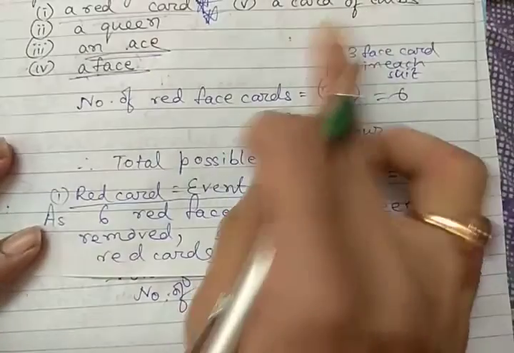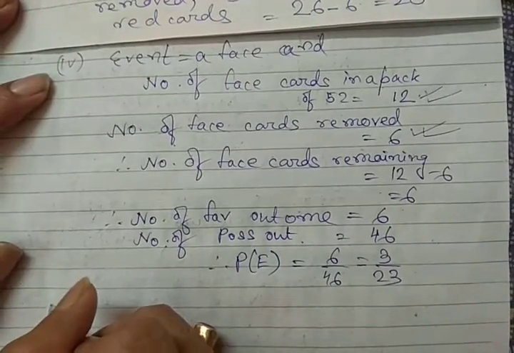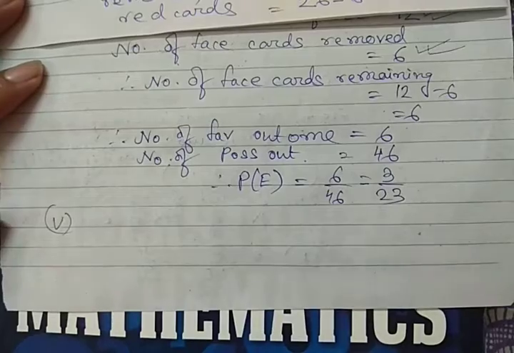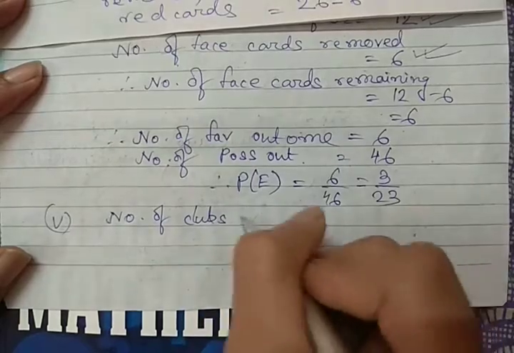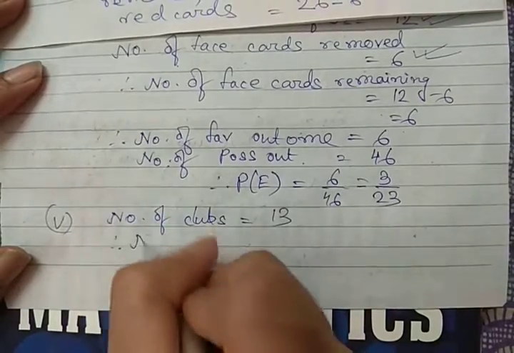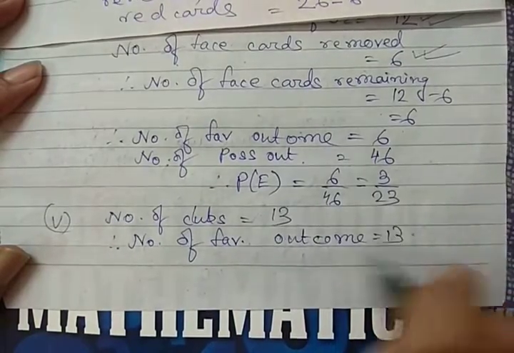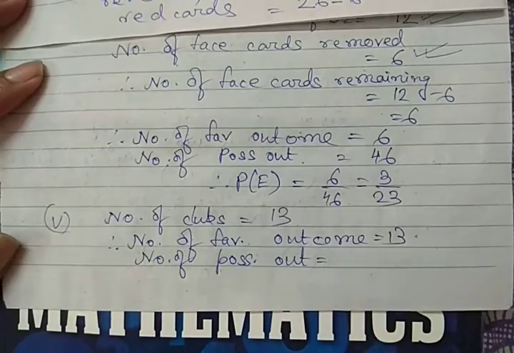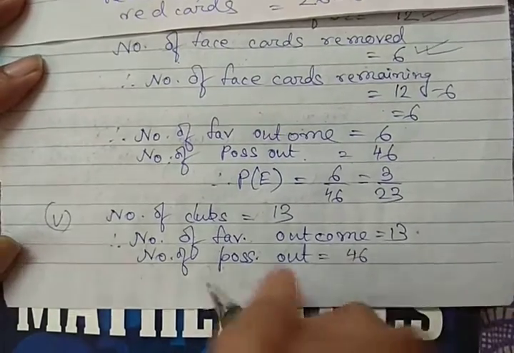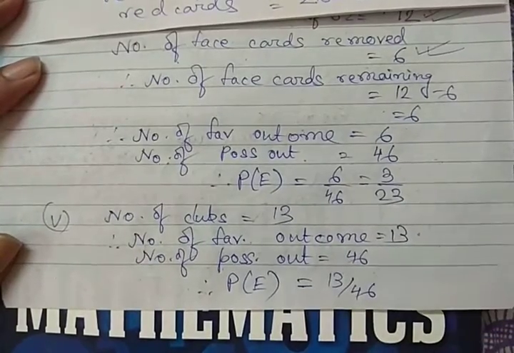And the last subpart is a card of clubs. Was there any removal in clubs? No, because only red face cards were removed. Club is a black suit. So the number of clubs equals 13. Therefore the number of favorable outcome equals 13, and the number of possible outcome is 46. Therefore the probability of the event of getting a club equals 13 by 46. It cannot be simplified. Clear?